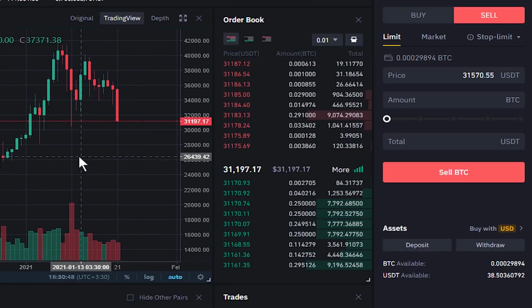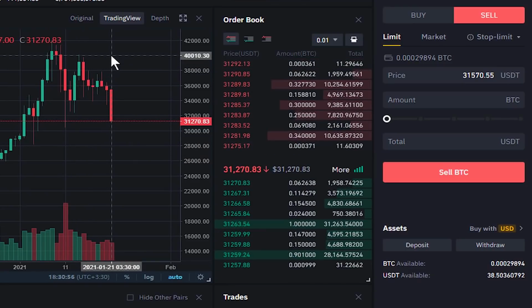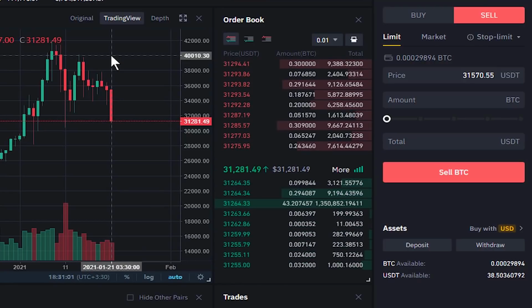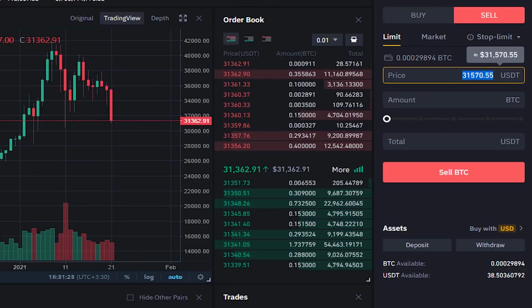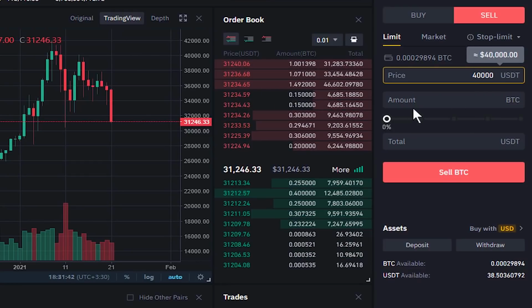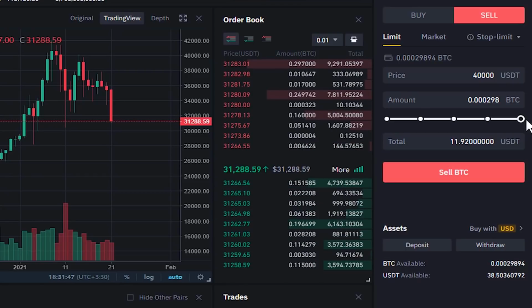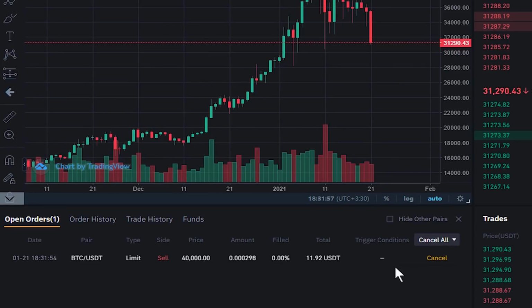Consider you have analyzed the chart and you think that we have a significant resistance level at 40,000 and the price may fall after hitting that level, so you can set a limit order to sell your Bitcoin at that price or a better price. So here we set the limit price to 40,000 and here we set the amount and we want to sell all the Bitcoin that we have available, and we click on sell BTC and the order is placed successfully. And here you can see we have an open order and we can close it anytime we want by clicking on this cancel button.